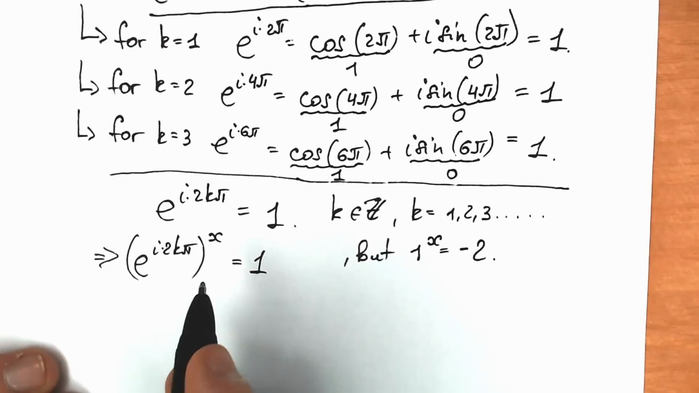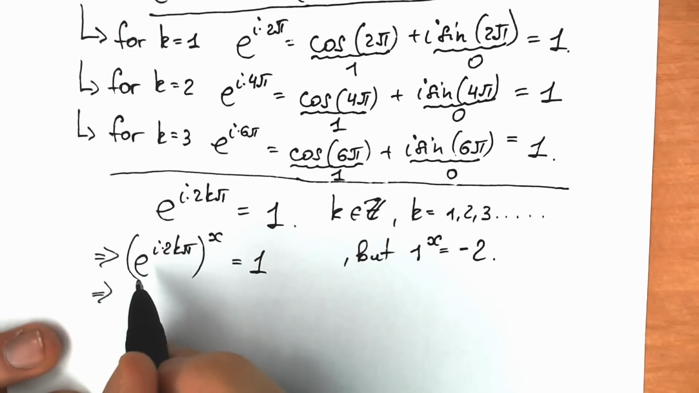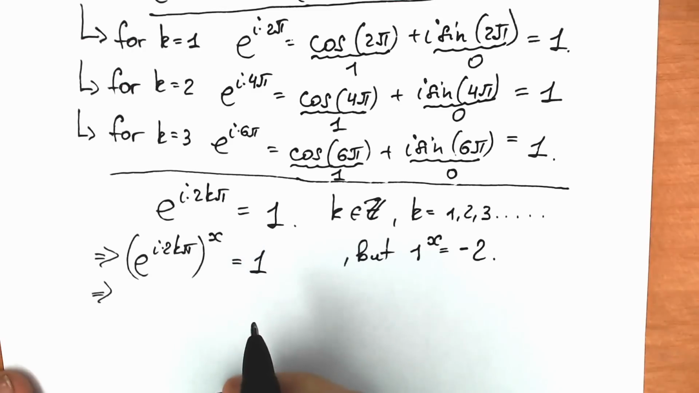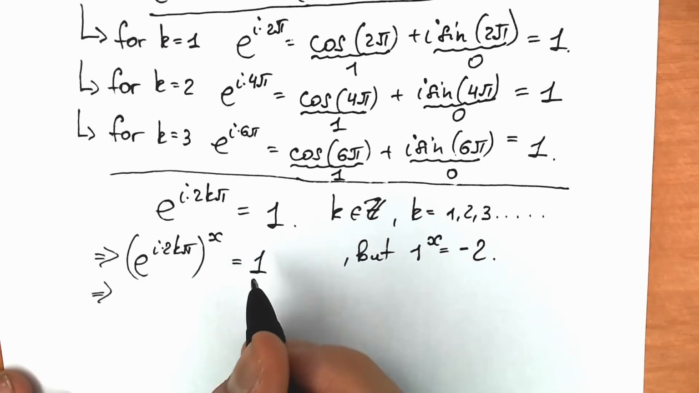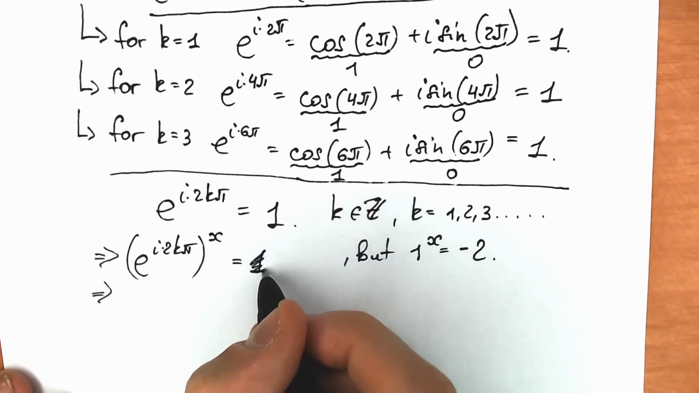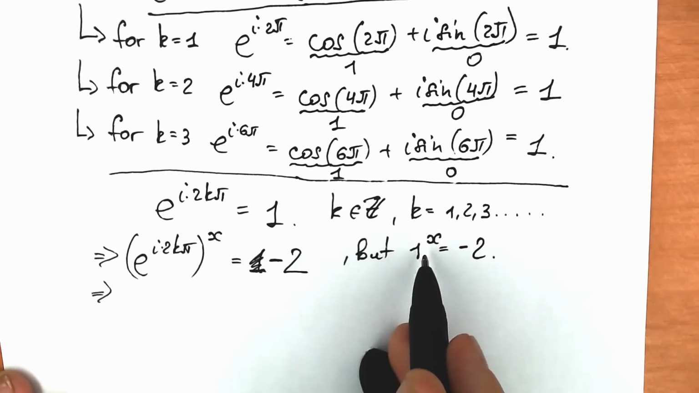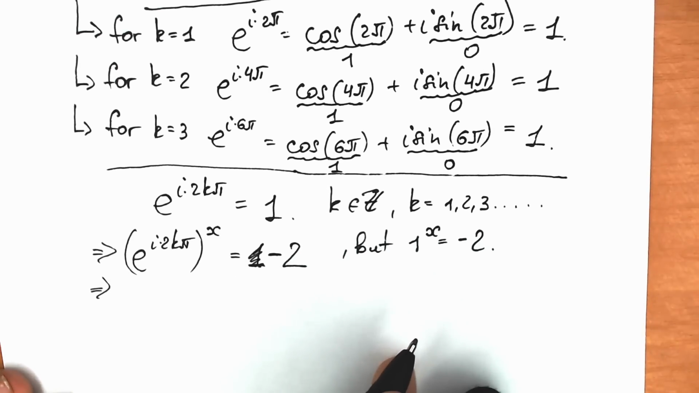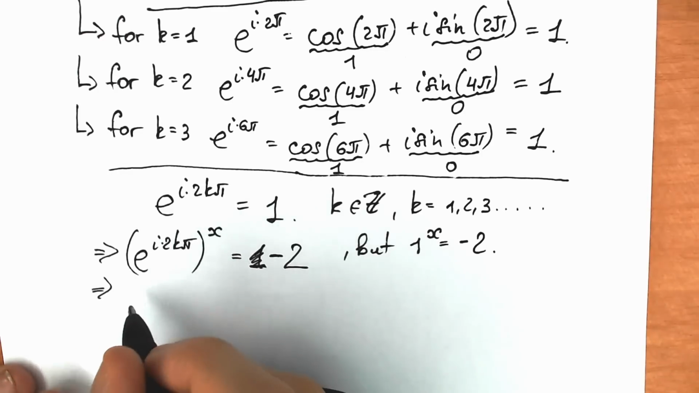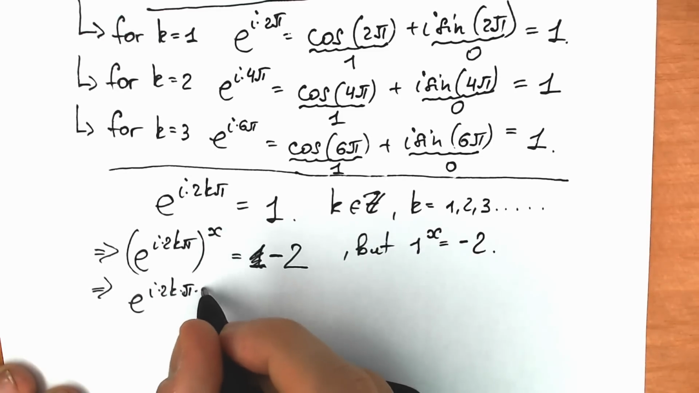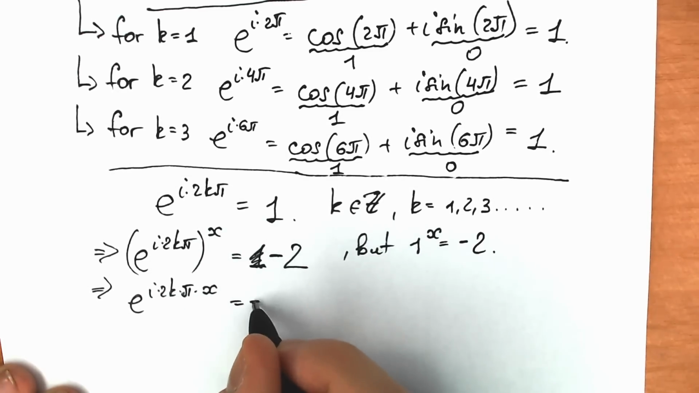Okay, right now what are we going to do next? First of all, basic school property, we need to multiply our powers. But I hope right here we have a little mistake. It is not equal to 1 but minus 2. Don't forget about this. We are talking about substitution into our identity. Okay, right now let's raise this to the power x. We are talking about e to the power I times 2k pi times x, equal to minus 2.